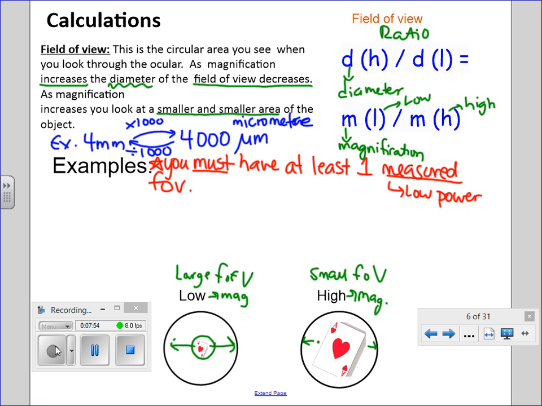So far, this is going to be our measured field of view, our field of view on low power. It's the diameter of the circle that I could see under the microscope. I measured 4 millimeters, and then I converted that to micrometers so that it was more appropriate for cells. Does anyone have any questions that they'd like to ask about any of that part?